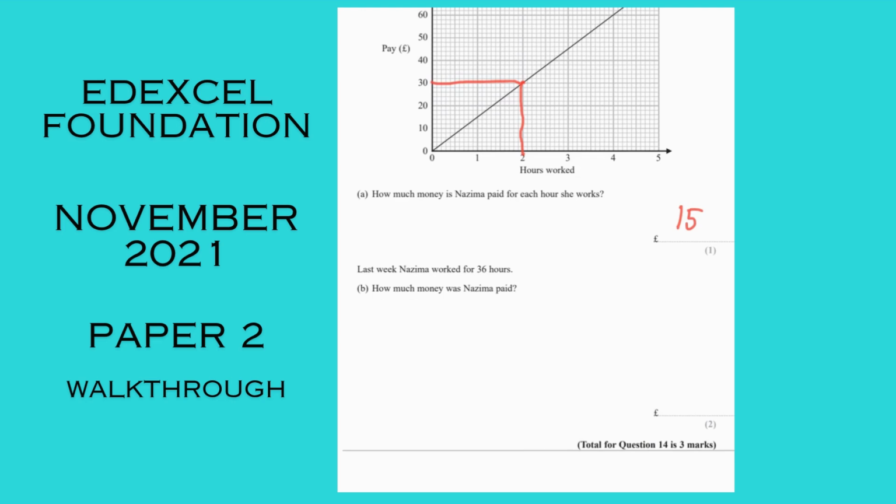And the follow-up question, if she works 36 hours, it's grab your calculator time, because you should take your answer to part A and multiply it by 36. So I'm getting £540 earned.